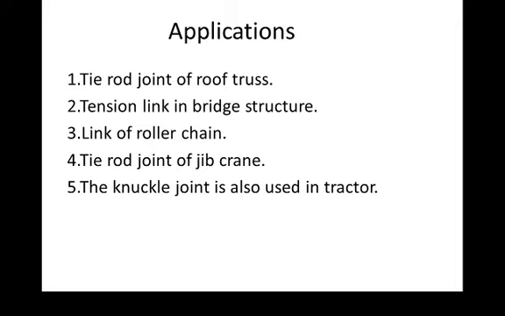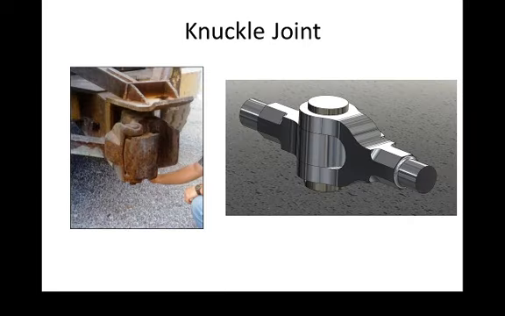It is being used in the tie rod of roof trusses, the tension link in bridge structures, the link of the roller chain, the tie rod of the jeep crane, and the knuckle joint is also used in tractor and trolley connections. This is a tractor and trolley connection where the knuckle joint is available. The pictorial view of the knuckle joint is visible somewhat like this.